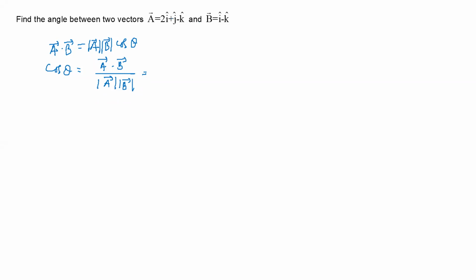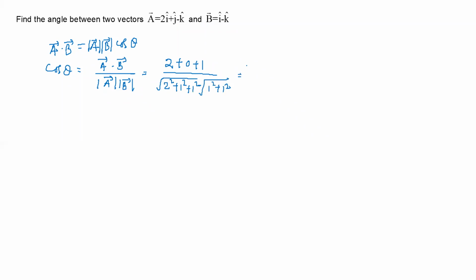Students, cos 90 is 0. Only i will be multiplied with i, j with j, and k with k. The others will have an angle of 90 degrees, so 0. So 2i into i, students, will be 2, plus j is not there, so that is 0, minus k into k, that is plus k. So that is 3 divided by the magnitude, which is root under 2 square plus 1 square plus 1 square, into root under 1 square plus 1 square.